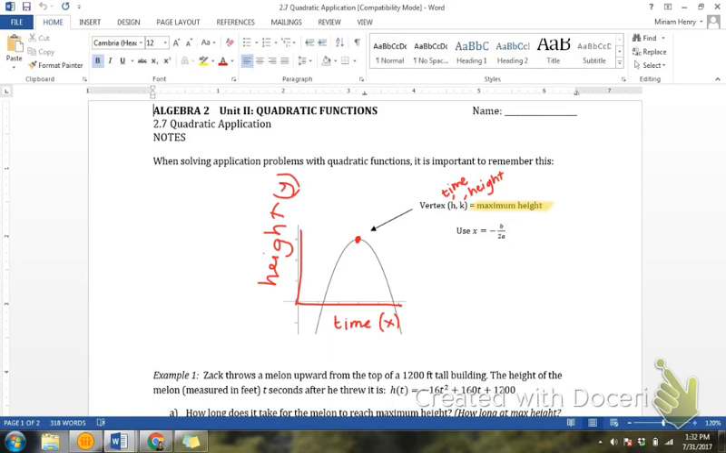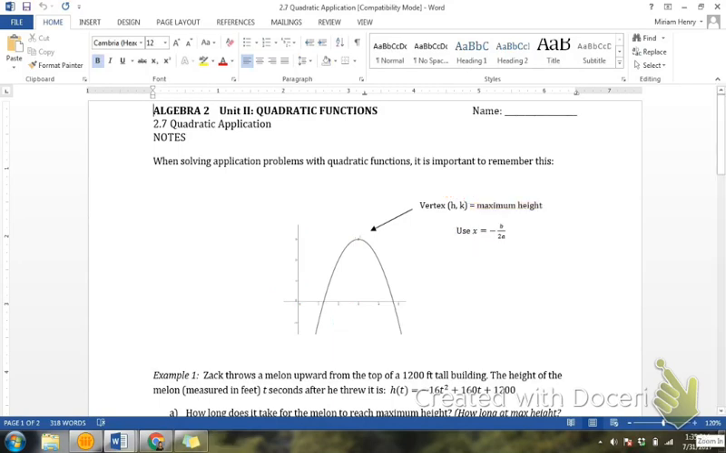When it says maximum height, guys, when we use the vertex, remember to get the vertex started, we have to use opposite of b over 2a. Remember that? That's how we are getting started with our vertex. So anytime we see maximum height, we should be thinking opposite of b over 2a every time. Okay? All right, let's get into some of these story problems.